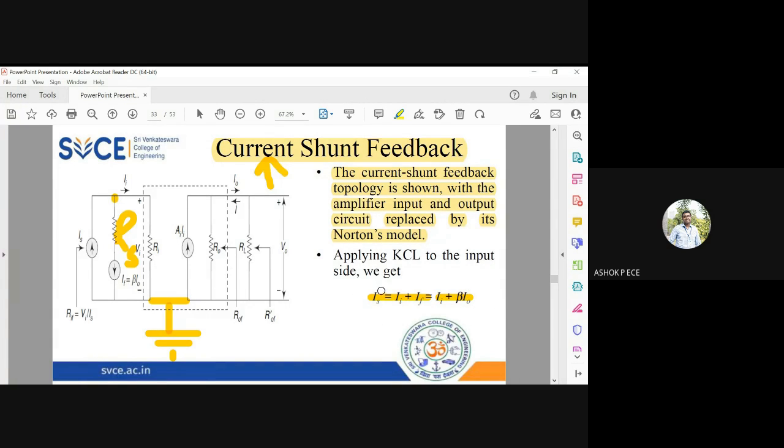See, for finding input resistance, you have to get the form V by I. But here everything is I, correct? So I need to bring in voltage. For that, what should I do? You have only one parameter. So find the expression for I naught.